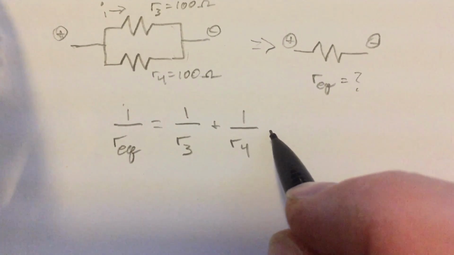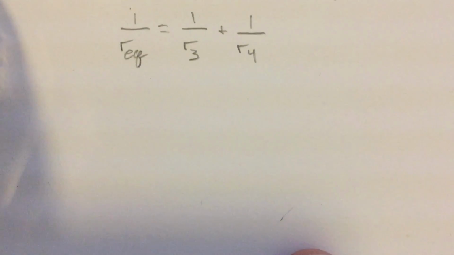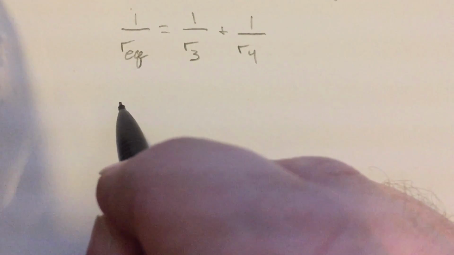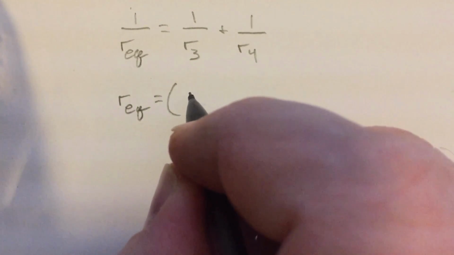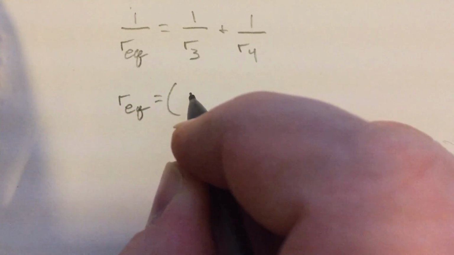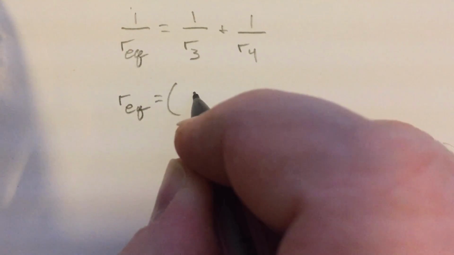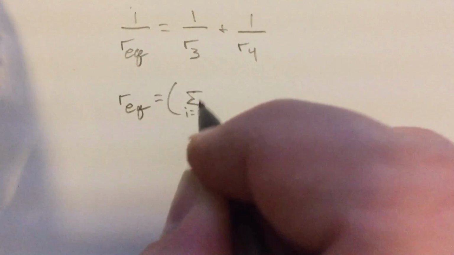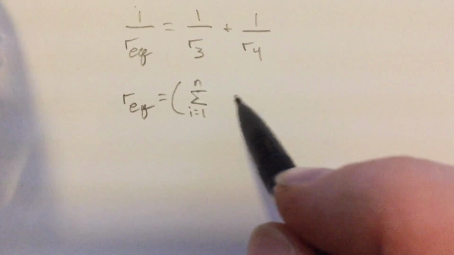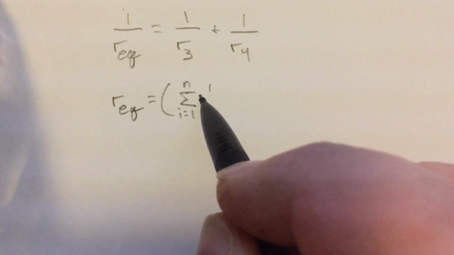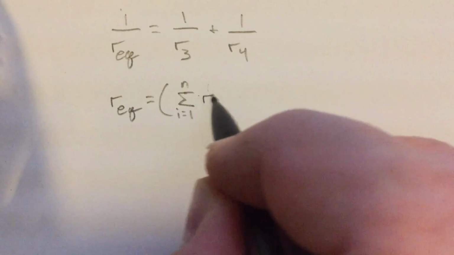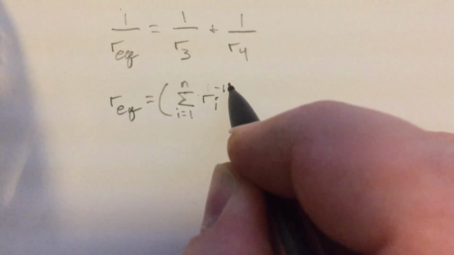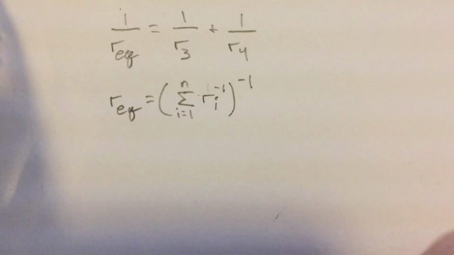And we can generalize that by saying that the resistive equivalence is equal to a sum from i equals 1 to n of, actually let me make it very general, R_i to the negative 1, to the negative 1 power.